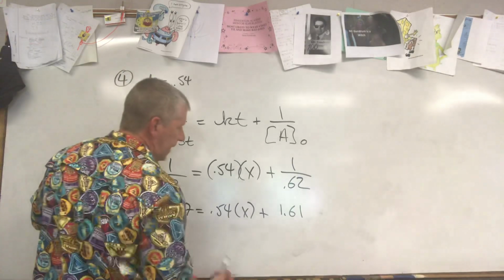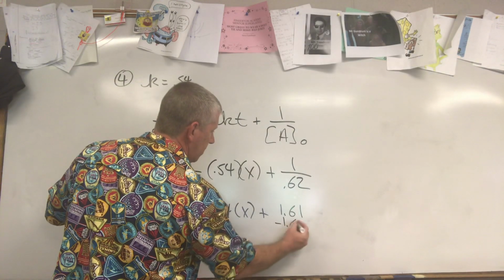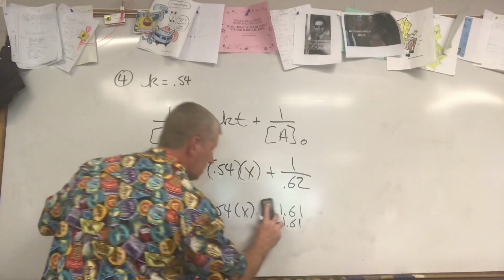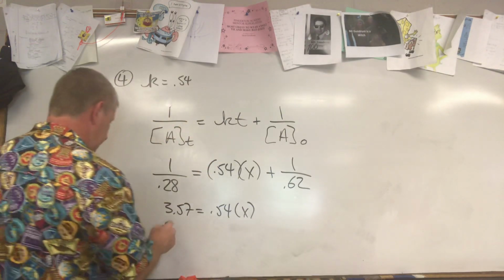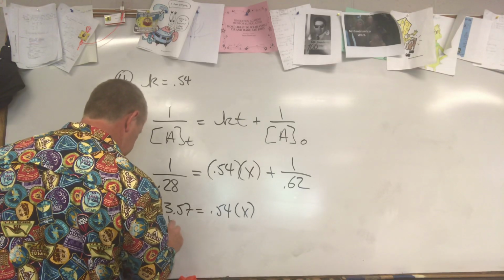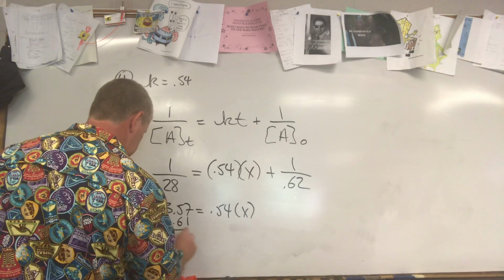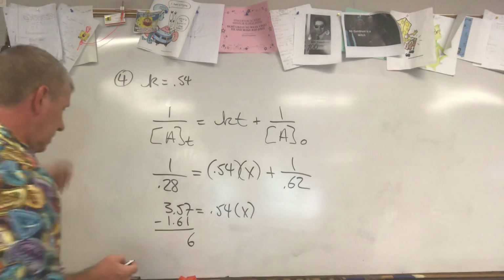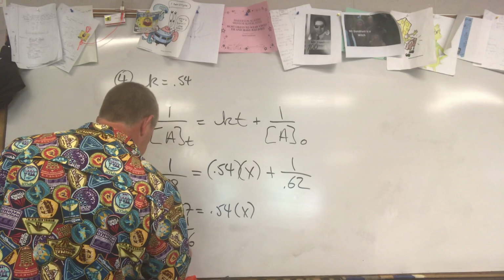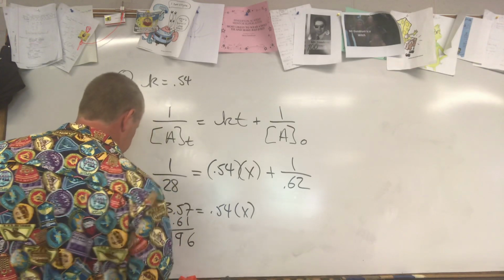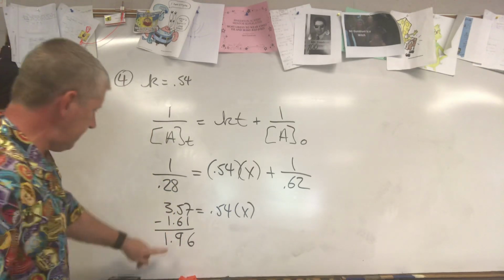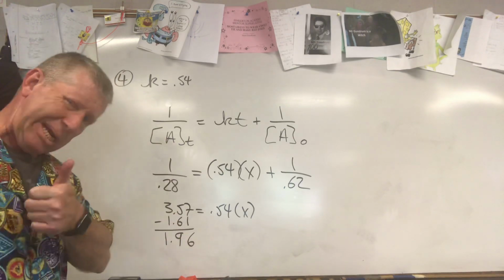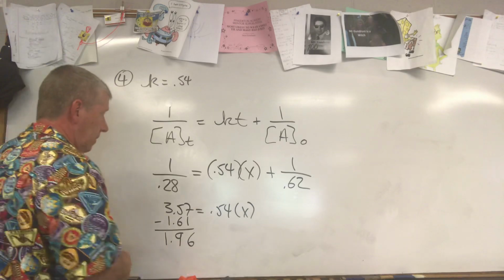Get the x by itself: subtract 1.61 from both sides. So this goes away. Subtract 1.61 from this side, minus 1.61. That's going to be 6. That's 15. Minus 6 is 9. 1.96. Let's just verify that. 7, 15, carry the 1. 1.96. All right.